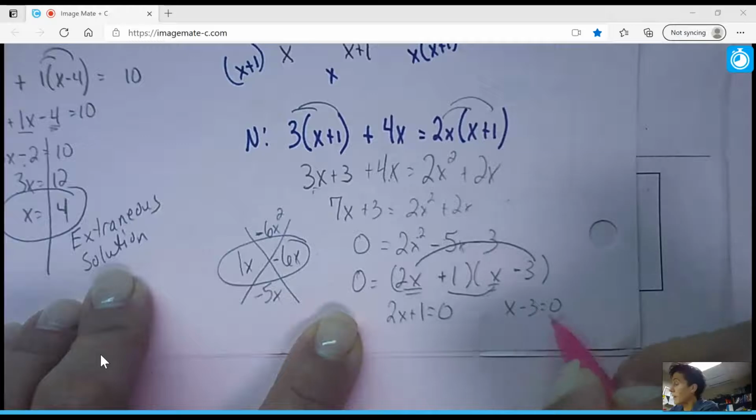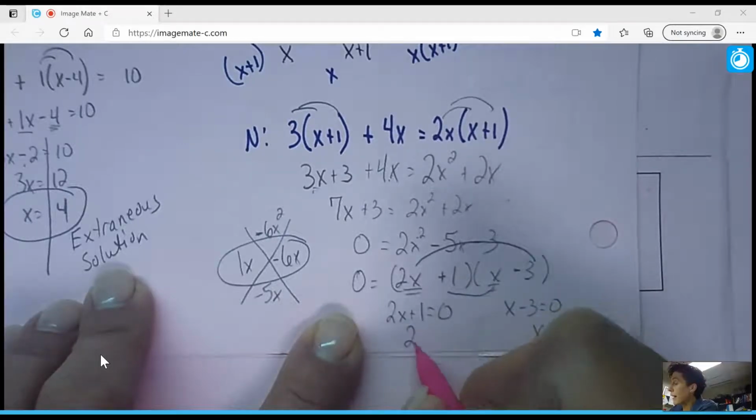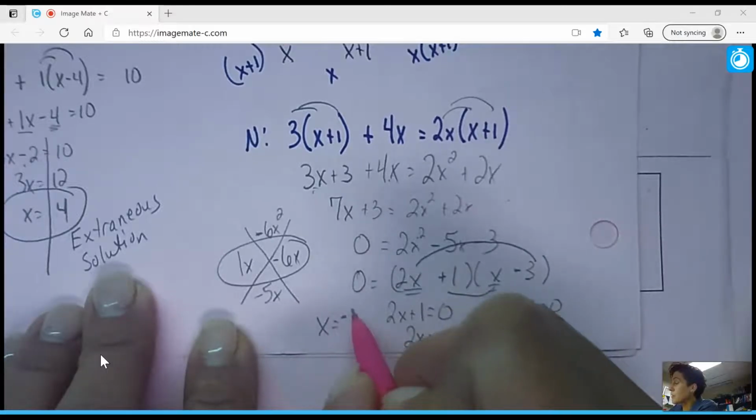And you can solve. So here I would add 3, so one solution is 3. And here I would subtract 1, and then I would divide by 2. So my other answer is -1/2.